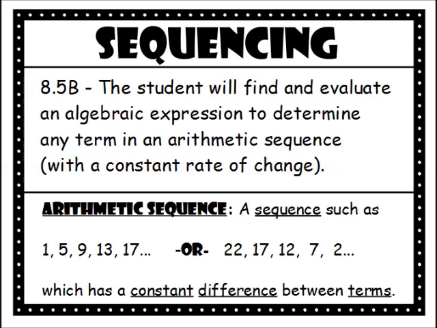So let's look at the first one. The difference between 1 and 5 is 4. From 5 to 9 is 4. 9 to 13 is 4. And 13 to 17 is 4. That's called the constant difference.